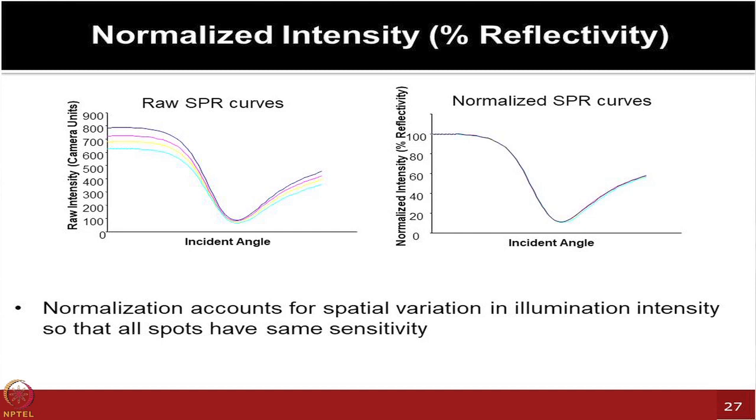So then you have to normalize them again, so that everything you see, you can see the intensities are different looking here for different angles. Now you have normalized the SPR curves, and everything is now looking the same. Then you have the opportunity to compare their signals.